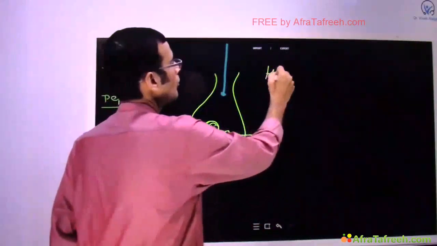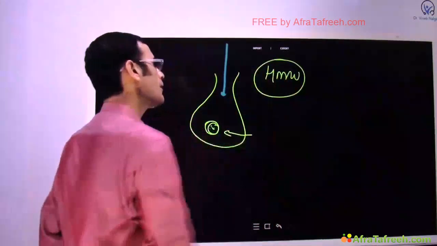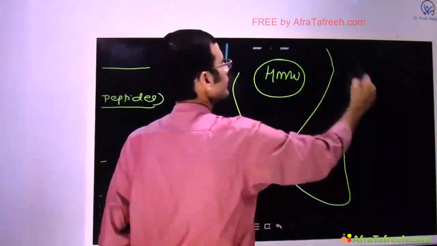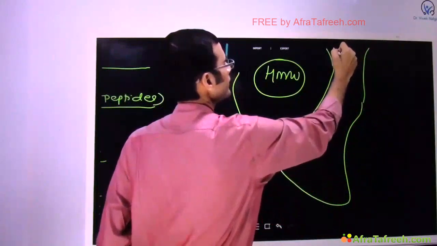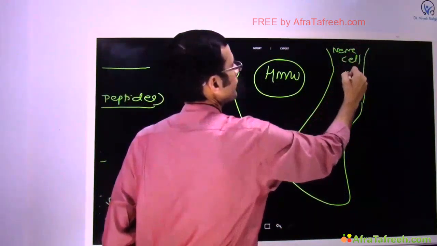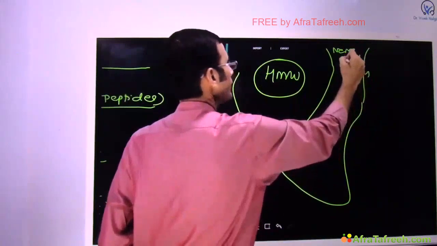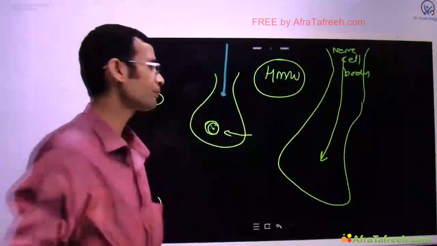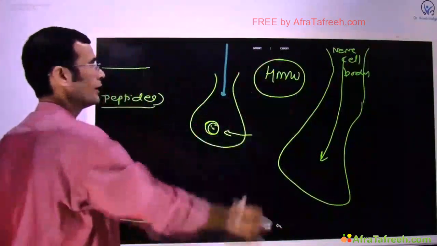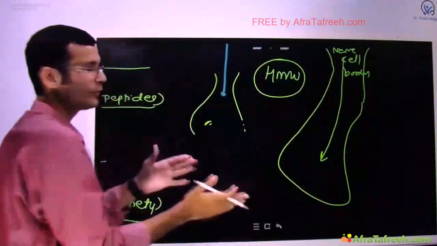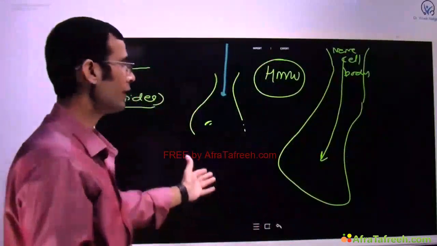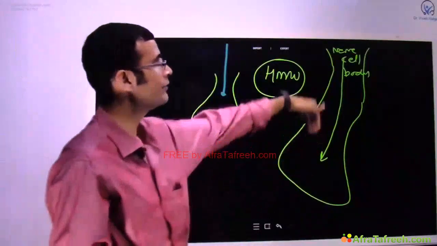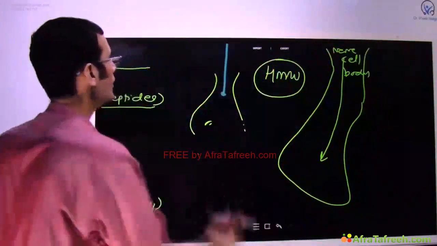So far as the high molecular weight transmitters, neuropeptides, are concerned, that's not the case. They are synthesized in the nerve cell body, and then they are transmitted down the axon by axoplasmic flow. So axoplasmic transport will transport them. That's the basic difference between these two. Synthesized where? Locally in the terminal for low molecular weight transmitters, and in the nerve cell body in the case of neuropeptides.